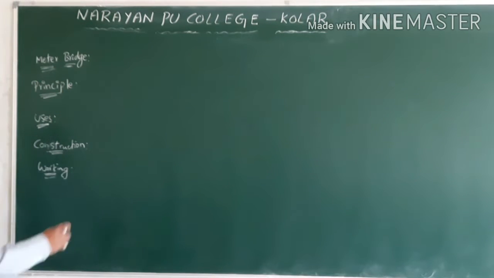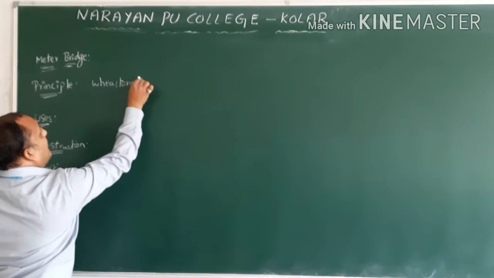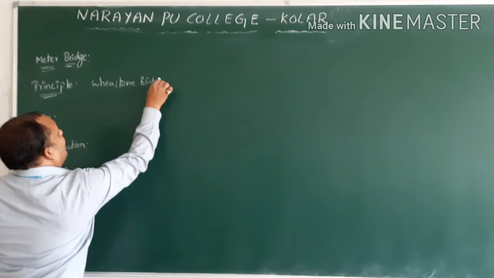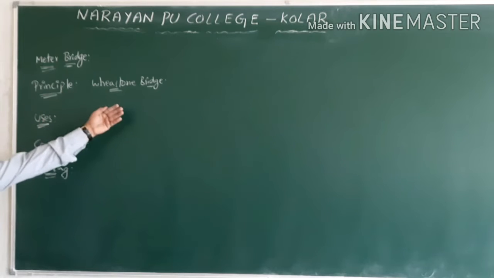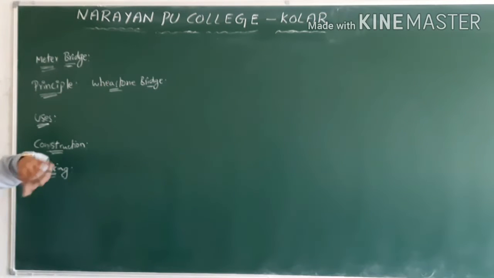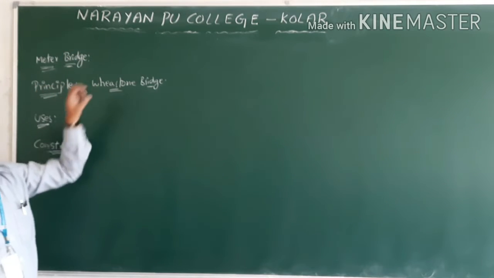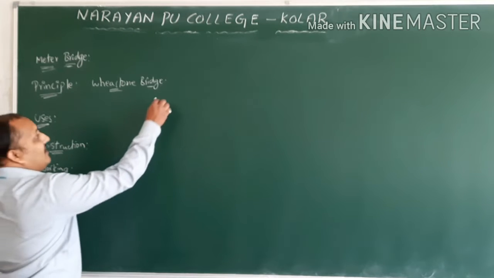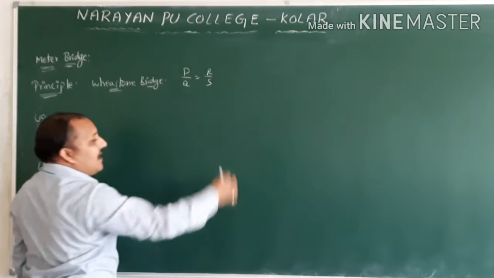You know already, Wheatstone bridge. The balancing condition of the Wheatstone bridge is nothing but the principle of the meter bridge. If anyone asks you what a meter bridge is, a meter bridge is a device which works on the principle of the Wheatstone bridge. What is the Wheatstone bridge? The balancing condition you came to know: P by Q is equal to R by S.